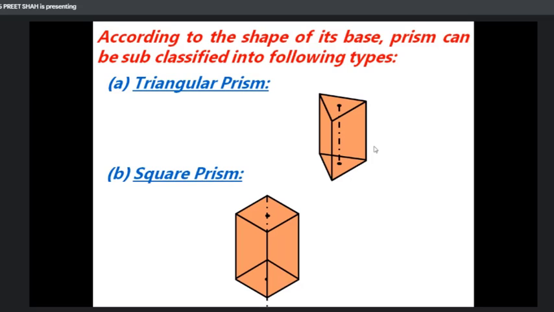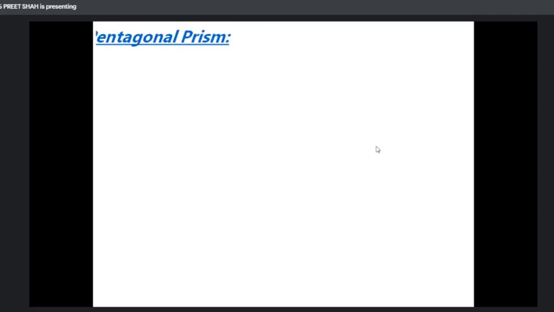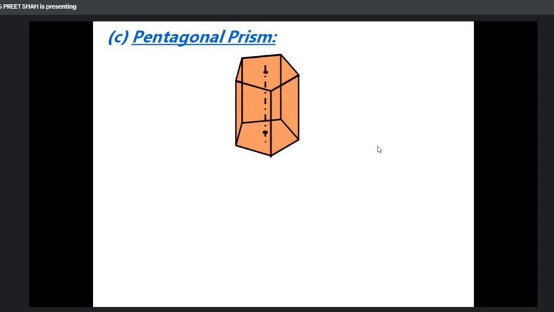Now the second one is the square prism. What will happen in a square prism? Top and bottom have a square shape, and all the edges of the square are connected by rectangular faces. So it is called a square prism. Okay, now next one. Understand? Top and bottom have the same shape in a prism.